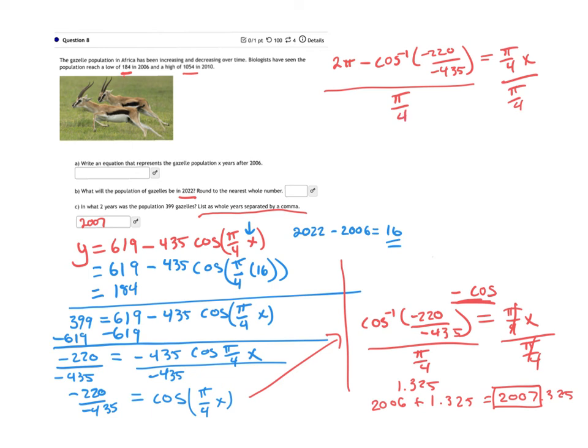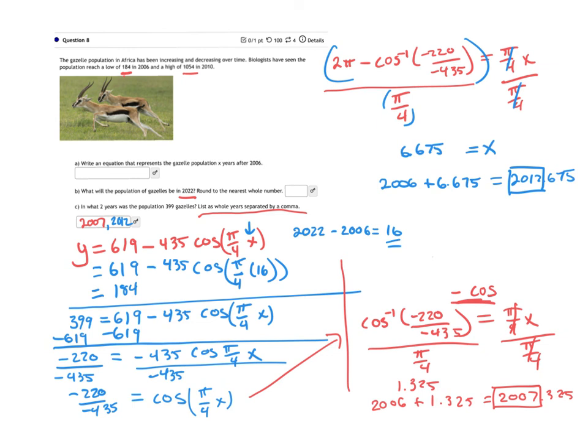Now, make sure when you do this that you do the top part first, get an answer, and then divide by pi over 4 and put the parentheses there. Now, when you do this, you're going to end up with an answer of about x equals 6.675. So again, if I started in 2006 and I add 6.675, that will be 2012.675. I don't want the point part, I just want to know what year it was, so that's 2012.